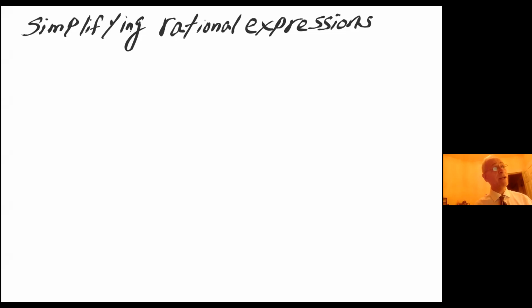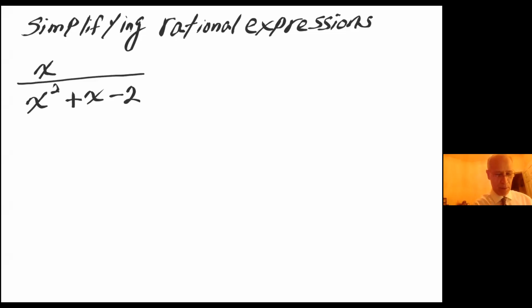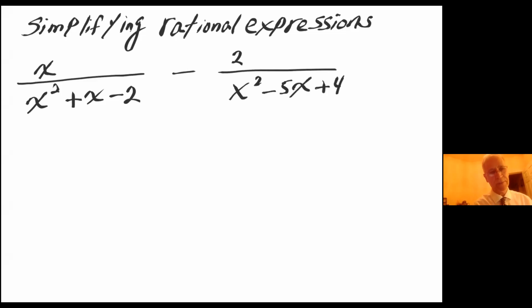Talking about simplifying rational expressions, let's say I have something like x over x squared plus x minus 2, minus 2 over x squared minus 5x plus 4. Well, naturally the first step is to find out what my LCD is, my least common denominator. In order for me to be sure, I'm going to factor the denominators of both expressions.